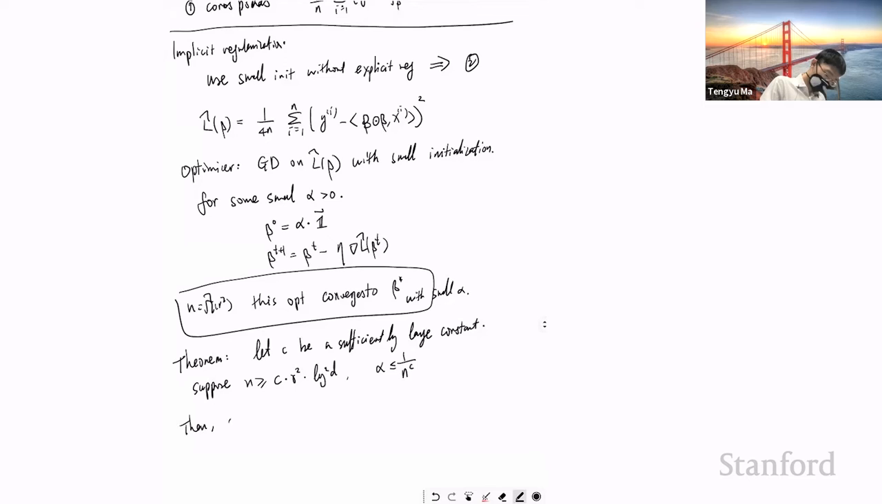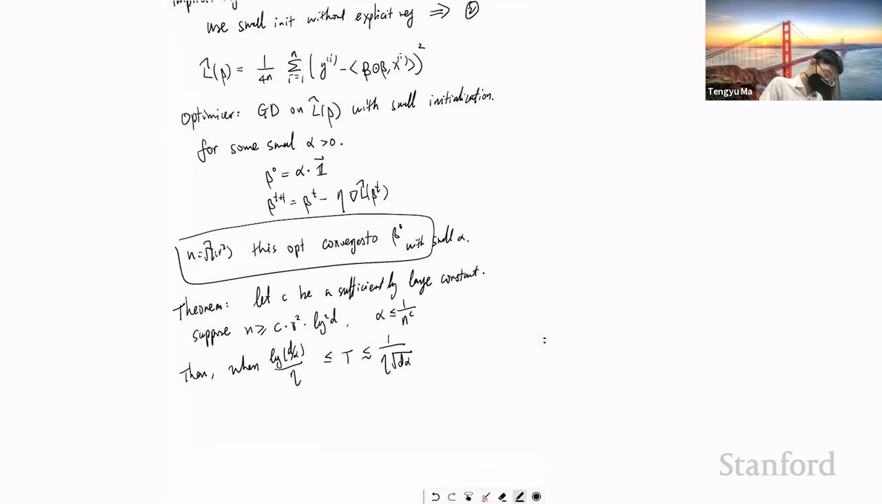then when the total number of steps t is less than 1 over eta times square root d alpha and bigger than log d over alpha over eta, for this range of time steps, you can recover beta star in L2 norm with error alpha times square root d.